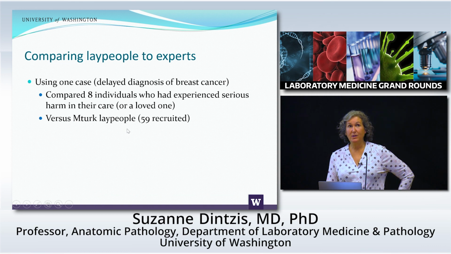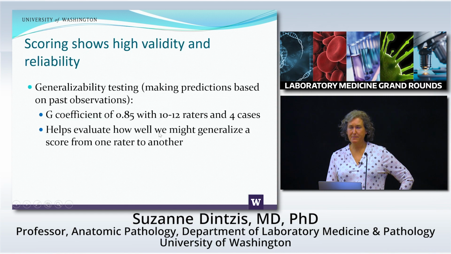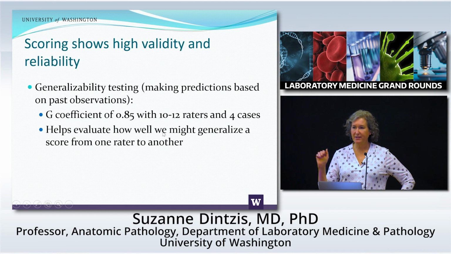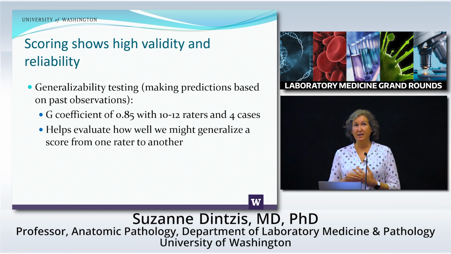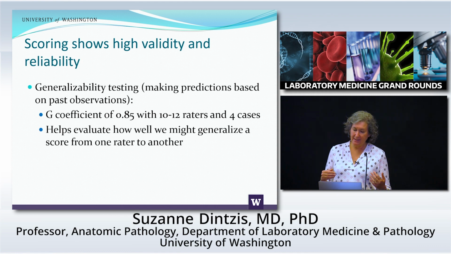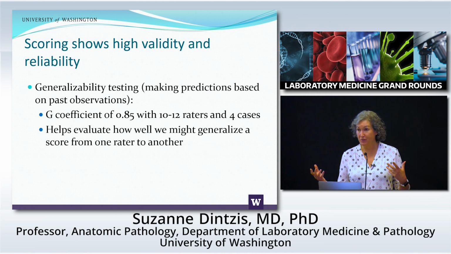In this study, we used one case of delayed diagnosis of breast cancer, and we compared 8 individuals who had experienced serious harm themselves or were the caretakers for people who had a loved one with harm, versus 59 recruited MTurk lay people. And the statistics that they use to look at this is under what's called generalizability theory. Basically, if something has often happened in the past, how likely is it to occur in the future?